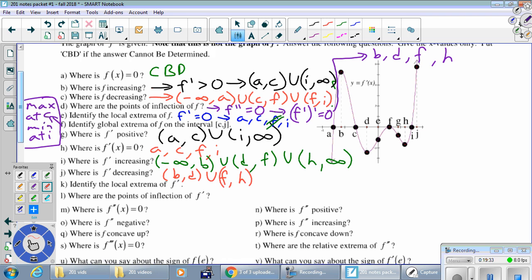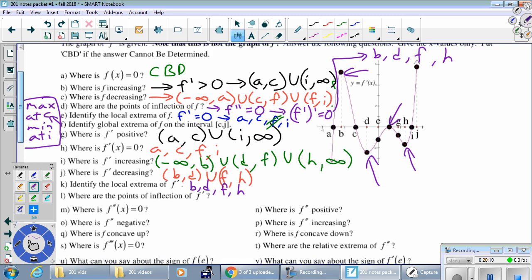Okay. Identify the local extrema of F prime. Oh, piece of cake. If they ask you about F prime, it is easy in this particular case because we're looking at the graph of F prime. So the extrema of F prime are the highs and lows, the local highs and lows. So for example, there's a local max there and a local min there and a max there and a min there. So we're just going to write down those coordinates, local extrema. I'm not even going to distinguish the maxes and mins. I'll just list them. B, D, and F and H.